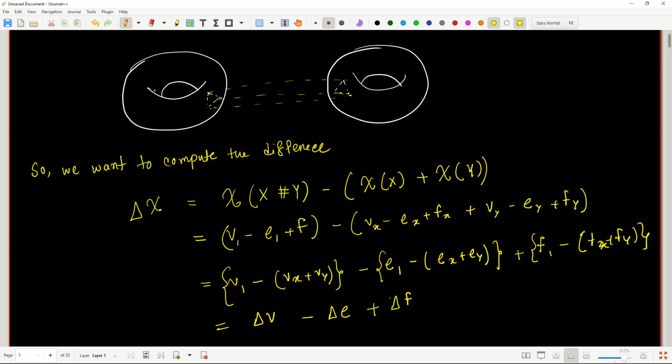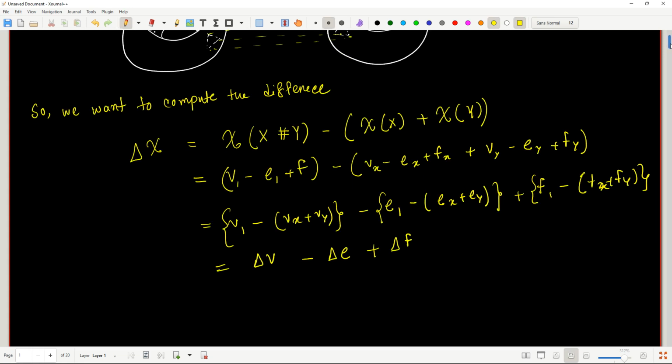That is, by difference I mean how many of these vertices, faces or edges are we adding and removing. From there we can compute the difference, and once we compute the difference we can plug those numbers in this equation, and by our claim it should be minus 2, and we're going to see how we can do that.